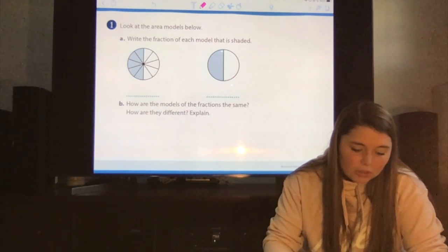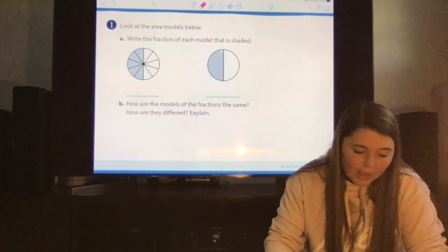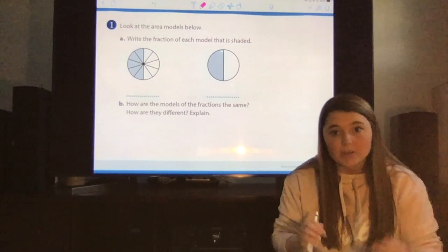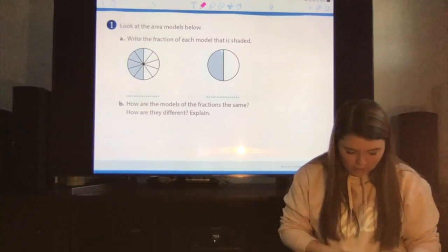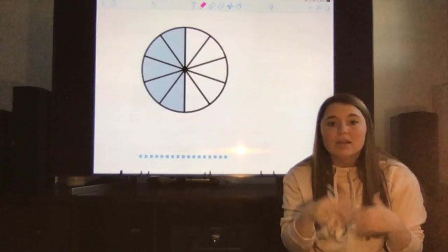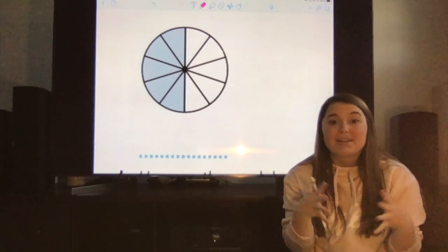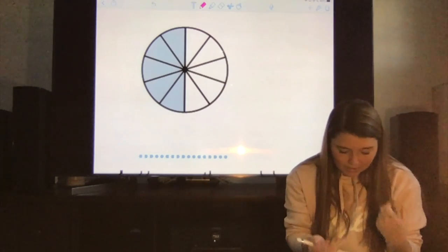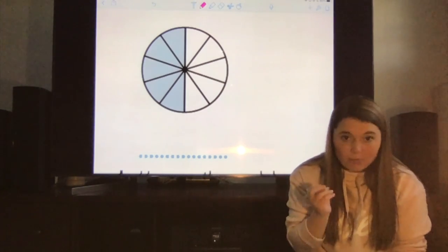Number 1. Look at the area models below. A, write the fraction of each model that is shaded. So again, we're talking about shaded. So I'm going to blow it up here so you can see it a little bit better. I'm looking at my denominator. I always want to find my denominator first because it's talking about the equal parts. So my denominator here, I'm just going to count with my finger.